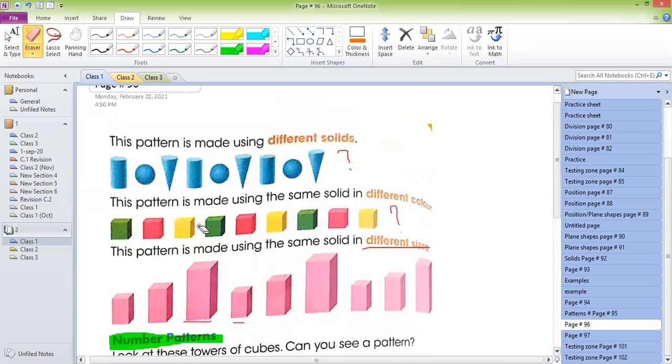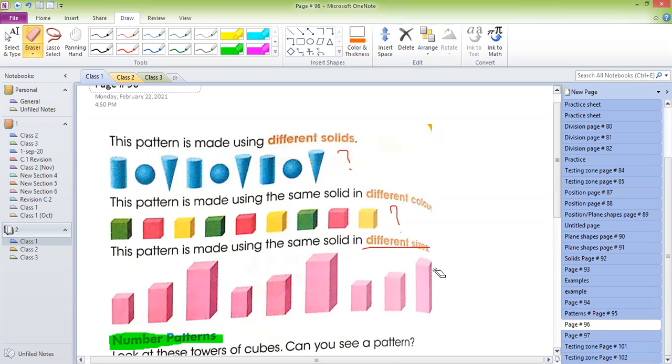One more pattern we learned is that we can make patterns in solids with respect to sizes as well. These are all cuboids, but they are different in sizes. This is the smallest, bigger, biggest, smallest, bigger, biggest, smallest, bigger, biggest. So you can easily say, sir, the pattern is made up of three sizes. Which sizes are there? Smallest, bigger, and biggest. And after three sizes, the pattern is repeated.